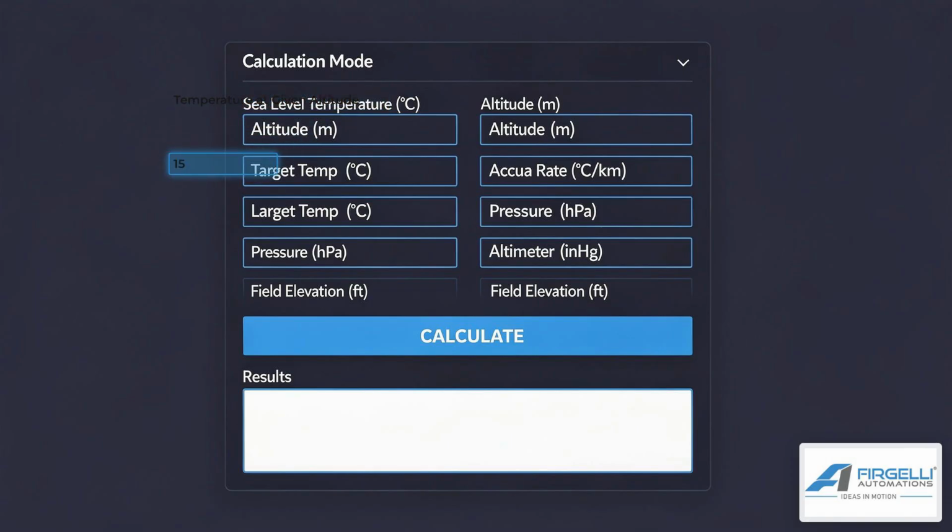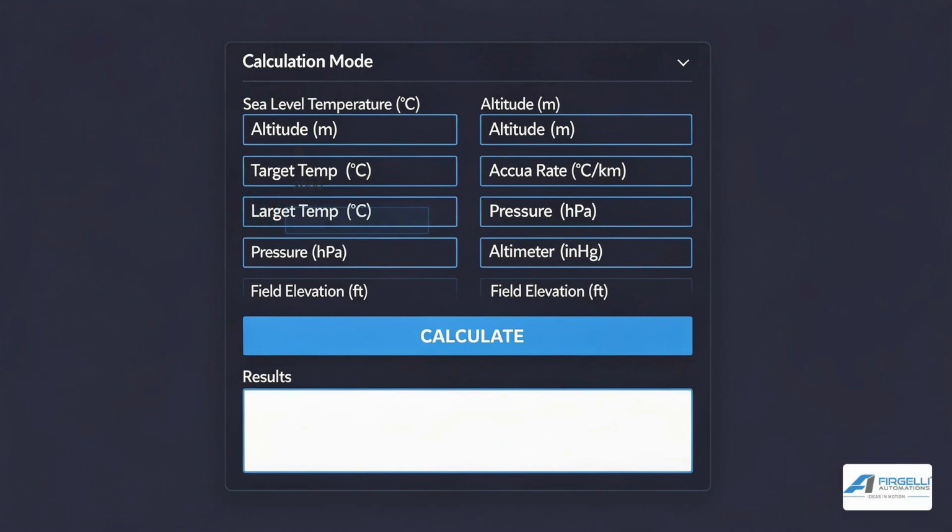Next, enter the sea level temperature in degrees Celsius. I'm using 15. Input your altitude in meters. Here it's 3000. The target temperature field shows -4.5 degrees Celsius by default. Set your lapse rate in degrees Celsius per kilometer. Standard is 6.5. Enter actual temperature.